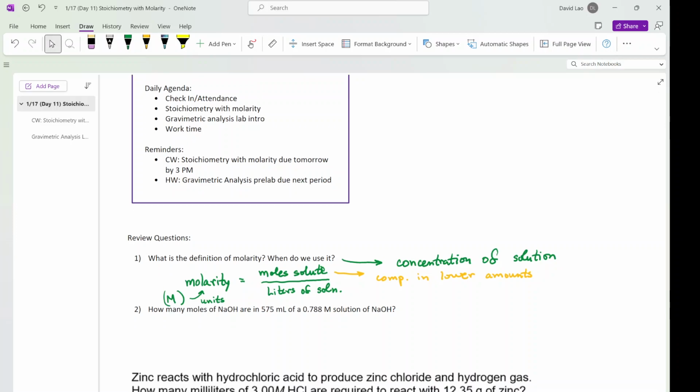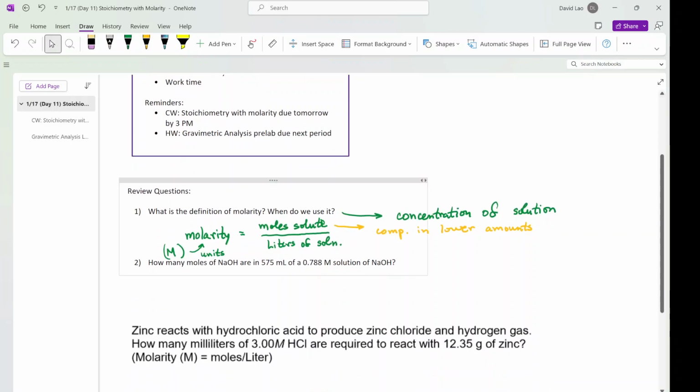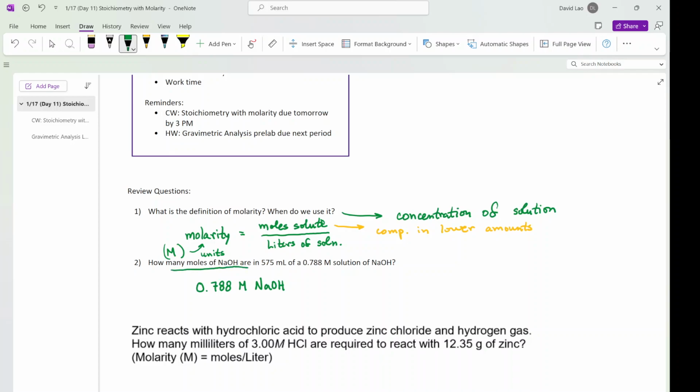Okay, so now that we have hopefully refreshed our memory on what molarity is, let's jump into a calculation using molarity. So this 0.788 molar solution, that's kind of our starting point here. So this is our molar solution of sodium hydroxide. And the key here, the problem is asking, hey, how many moles are present in this volume of solution?